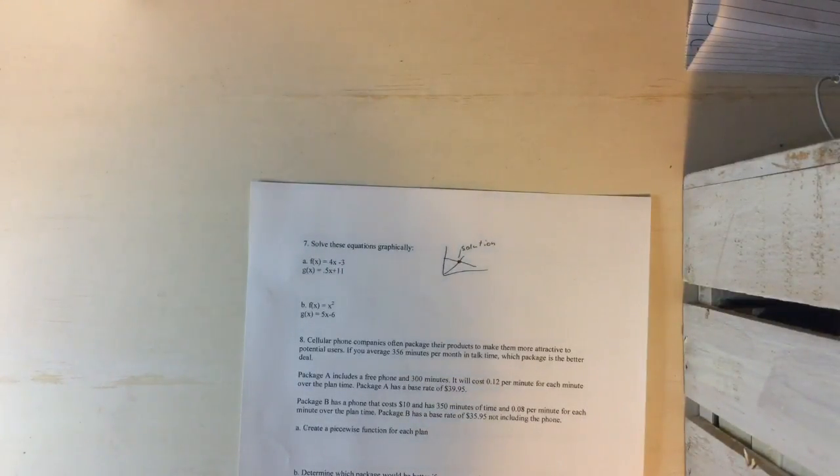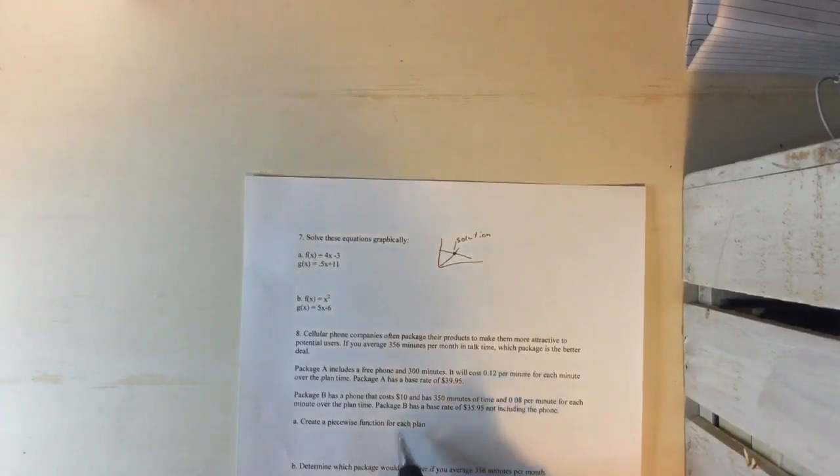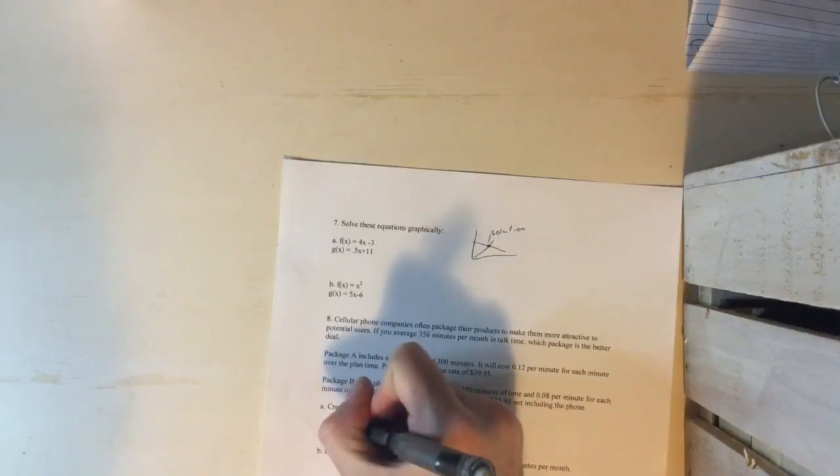So package A includes a free phone and 300 minutes. It will cost 12 cents per minute for each minute over the plan time, and then it has a base rate of $39.95. Package B has a phone that costs $10, so we'd spend $10, and it has 350 minutes of time, and it only charges 8 cents per minute for each minute that you go over the plan. Package B has a base rate of $35.95, but we also have to remember that we're adding in the $10. So we're going to name these A of X and B of X.